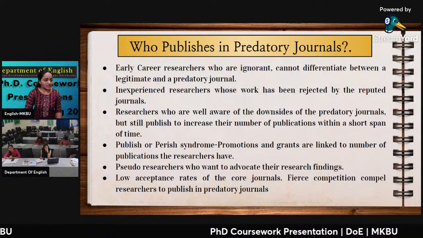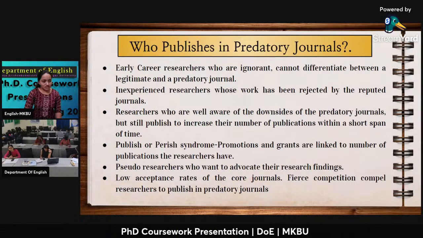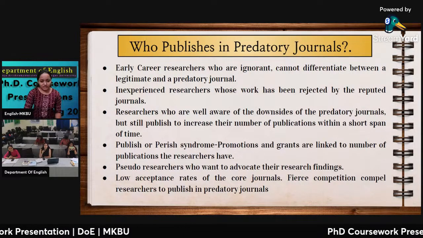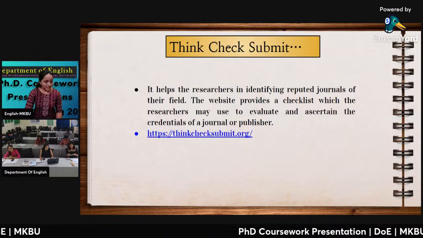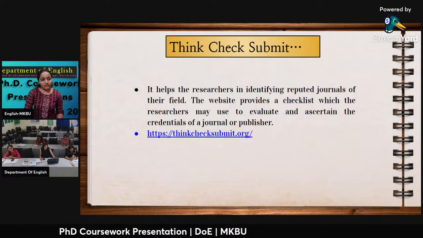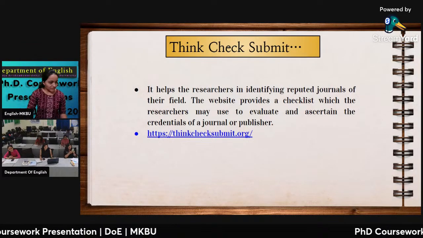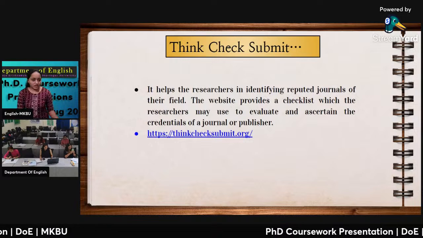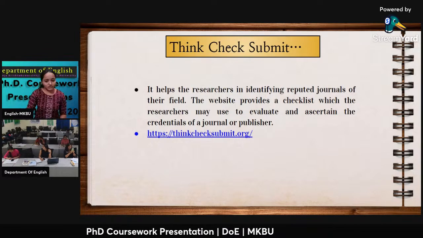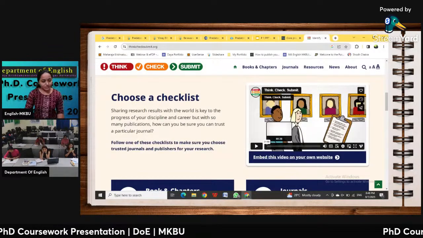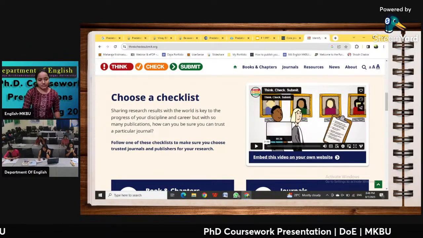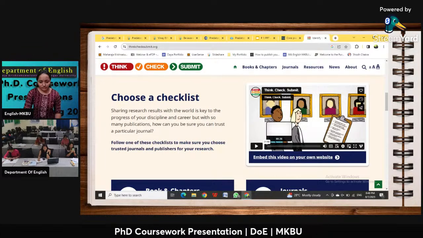So these all are the researchers who publish in these journals and do not have any idea about UGC CARE listed or reputed journals. There is one website, Think, Check, Submit. We can go through its questions and answers and find out whether the journal we are going to publish in is really reputable or really listed in the UGC CARE list. So this website can help us by giving some questions and answers. We can come to know whether these journals are really reputable or not.